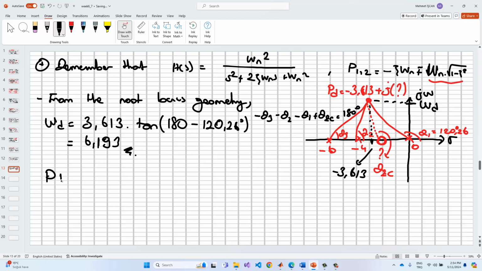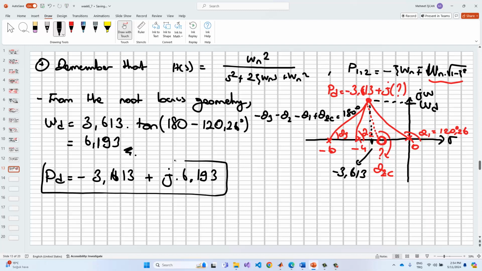And so our desired pole is the real part minus 3.613 plus j 6.139, okay? If we select the proper K value, then we can obtain the imaginary part and the real part, just like this one, okay? And so how can we do that? Just remember that we should provide this information in here. The poles angle and the zeros angle must be equal to what?